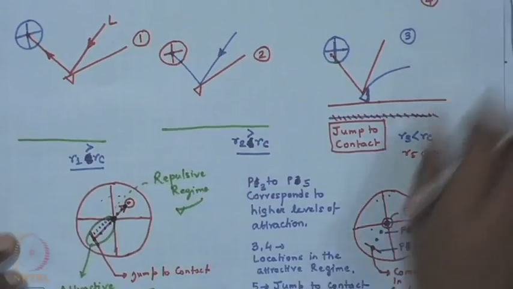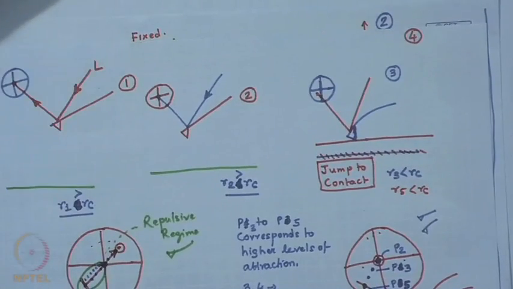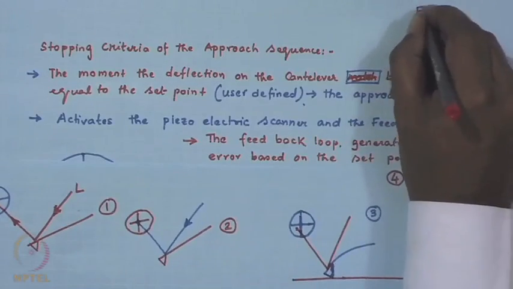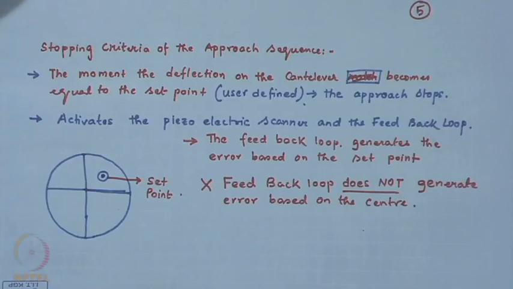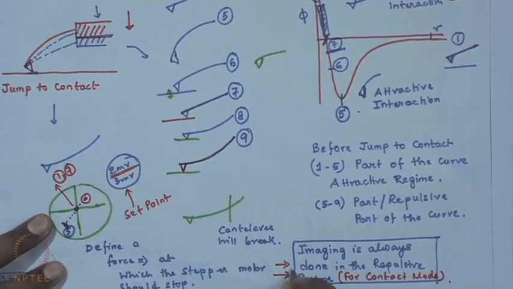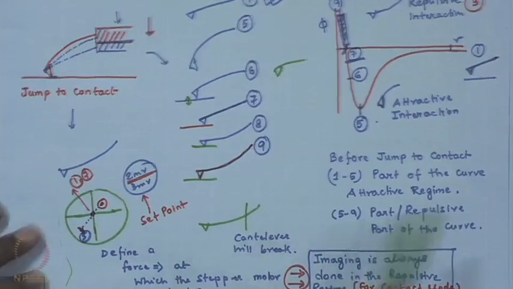It is now ready to scan, and how the AFM scans in contact mode we will discuss in the subsequent class. Important thing to note is that AFM imaging is always done in the repulsive regime in the contact mode, and why that is the case we will discuss in the next class. Thank you.